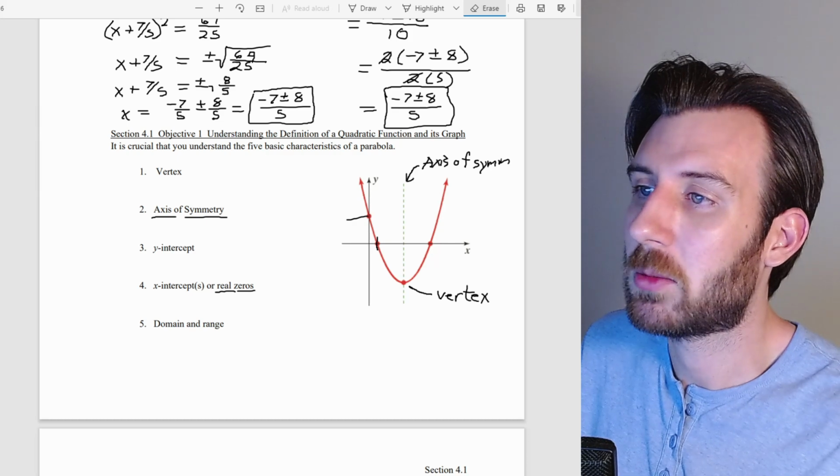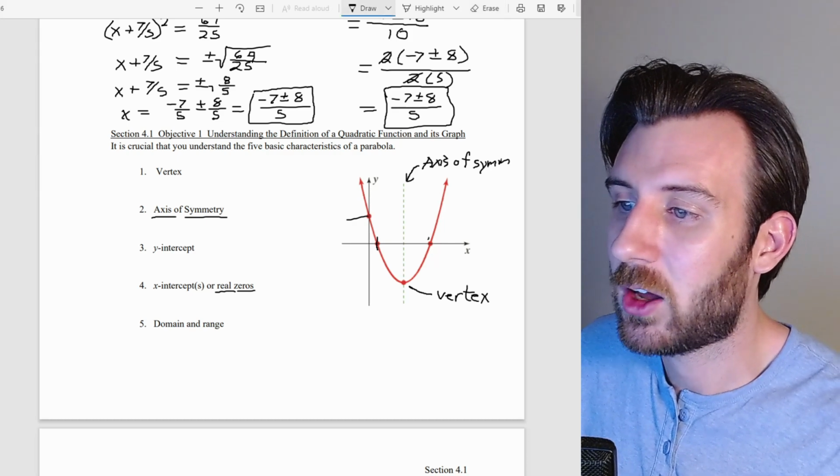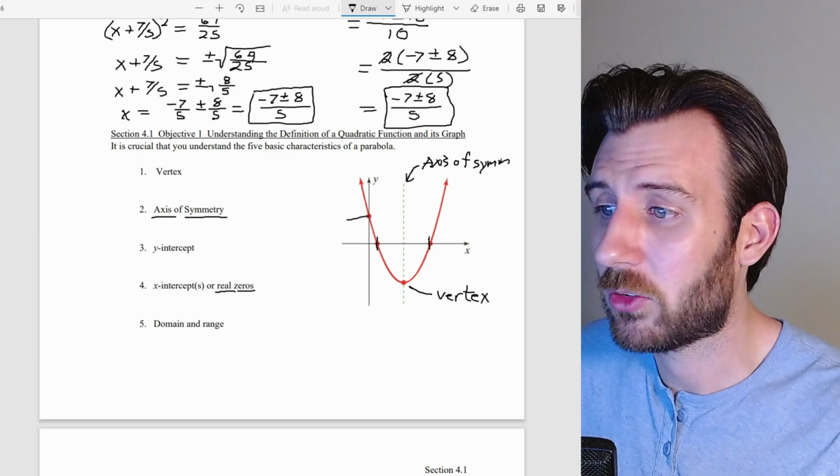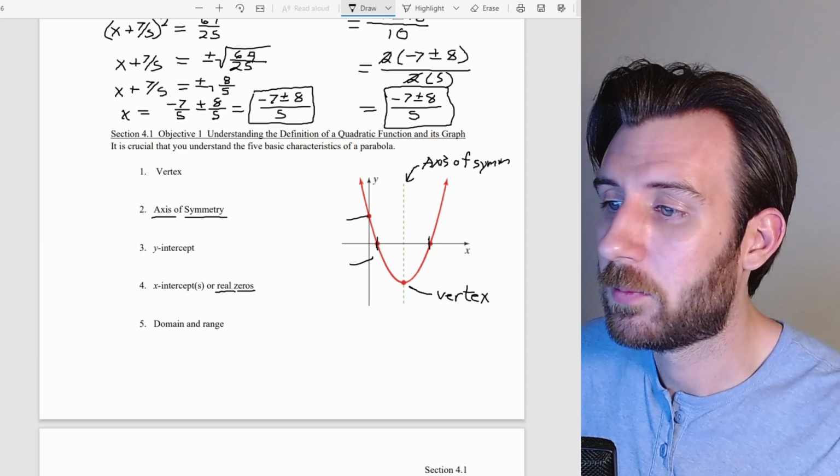So that's why we would like to pay attention to where those are. They're kind of these cutoff lines from when I start to switch between negative rectangles and positive rectangles. So those will be our x-intercepts.